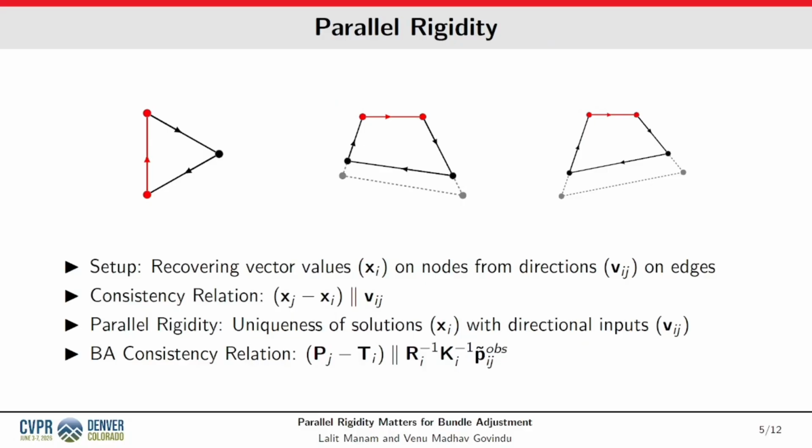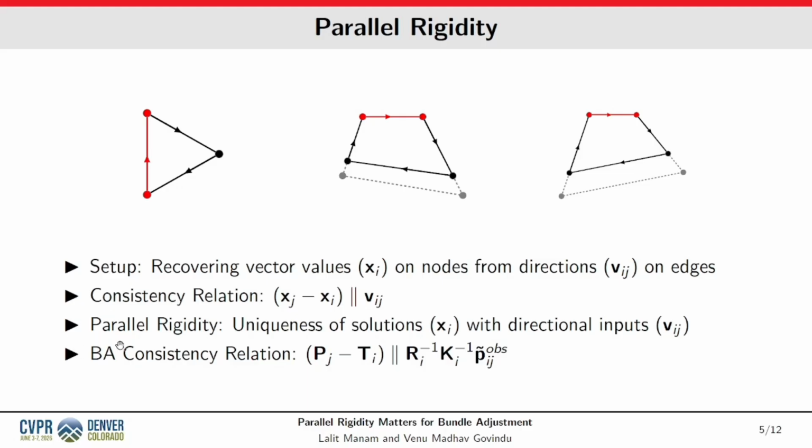Now let's see where parallel rigidity comes into the picture. For this, we consider simplified examples where we want to recover vector values on the nodes from the directions on the edges. The consistency relation for this problem is given like this. Parallel rigidity tells us whether we can uniquely obtain the node values from the directional inputs. For instance, we can see that if we fix the red nodes in the left graph, we can obtain a unique solution for the black node. While for the other two cases, we can have multiple solutions for the black nodes, one of which is shown in gray.